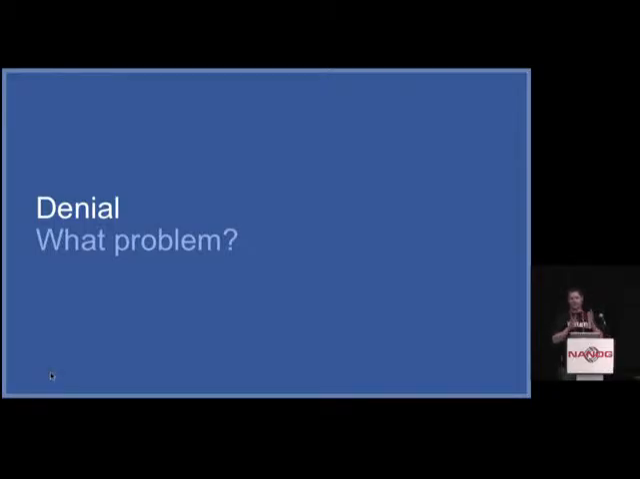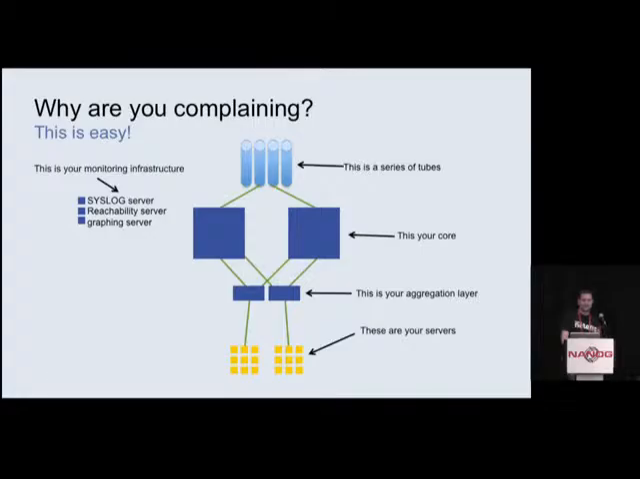You might find yourself saying, packets are getting there, there's no problem on my network. When something goes wrong, all the blinking lights turn red, everything's good, right? Well, if that's the case, your network probably looks something like this. You have some servers, you have some switches, you have a core, and of course it's all connected by a series of tubes to the internet. And of course, then you have some monitoring system, you have a syslog server, reachability server, graphing server, whatever.